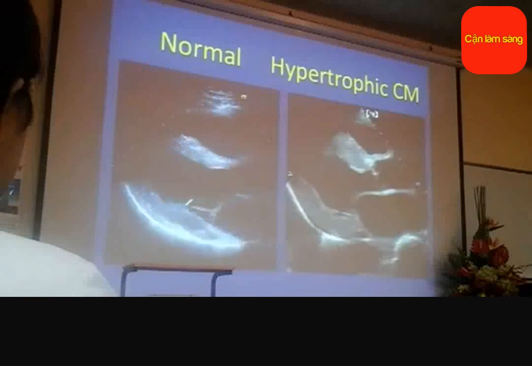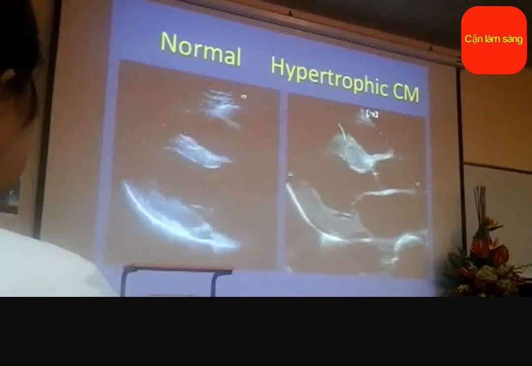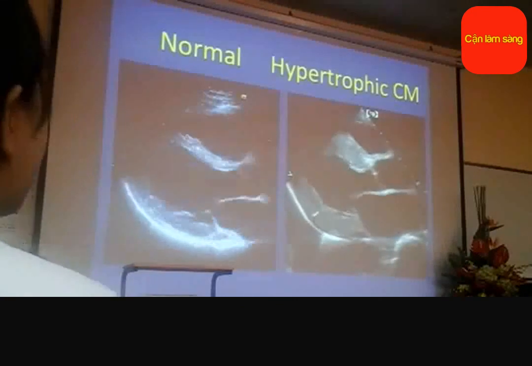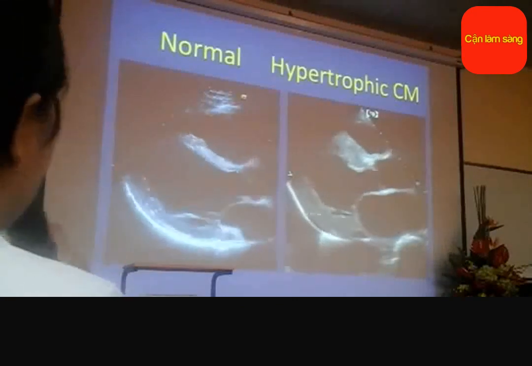And this is the normal again, of course, versus the hypertrophic cardiomyopathy where the ventricle walls are much thicker.